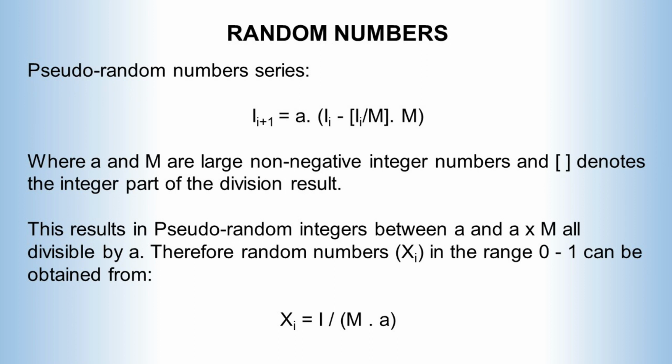It works by entering an initial integer value for I, and then because the result is always an integer value, it can then be used as the next input, thus creating the series. Now the series of integers that this creates all lie in the range from a to a times m, and all of them will be divisible by a. So if we now divide each of the integers by m times a, we get a range of numbers between 0 and 1, which is what the computer outputs if we ask it to provide a random number.